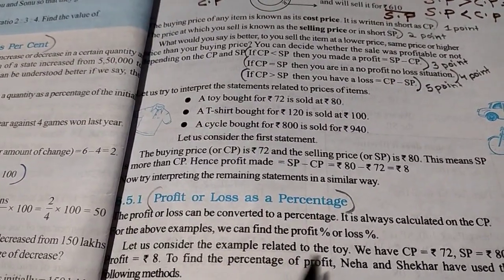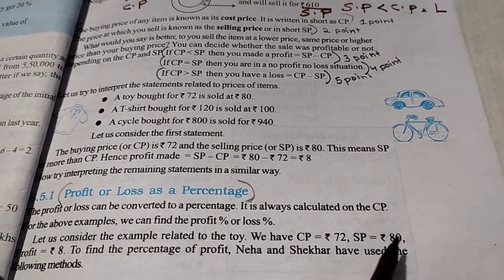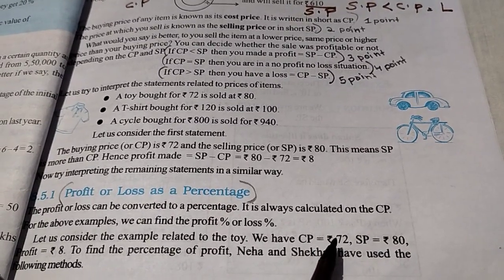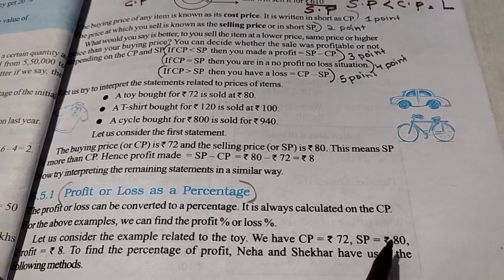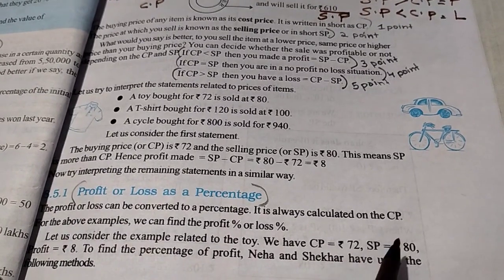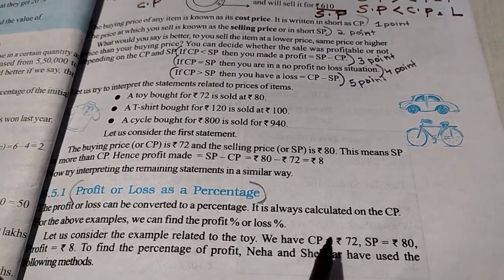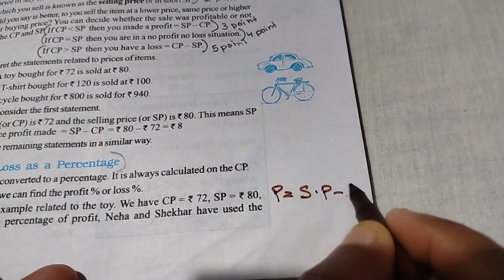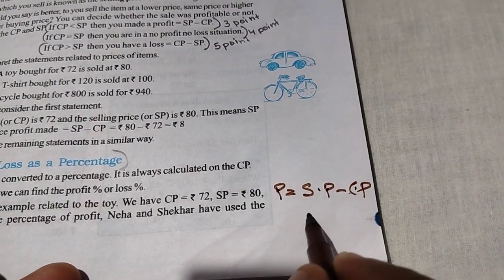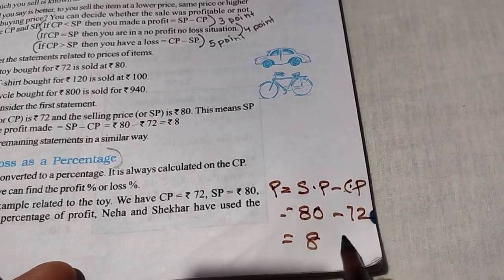Again with an example. CP equal to 72 and SP equal to 80. A person bought something for 72 and he sold it for 80. So we will get 80 minus 72. Profit is SP minus CP. Profit equal to SP minus CP. SP is 80, CP is 72. So profit is 8.